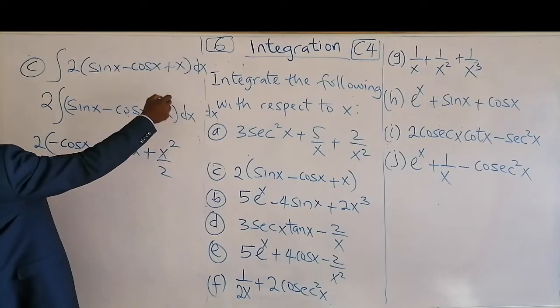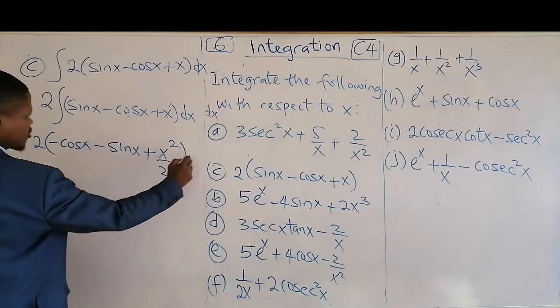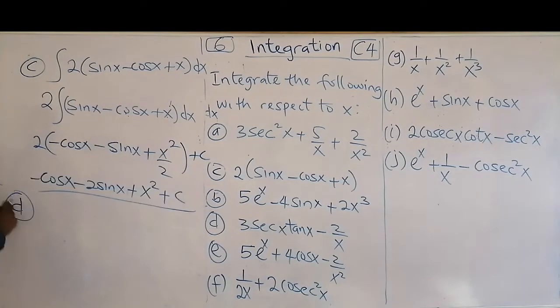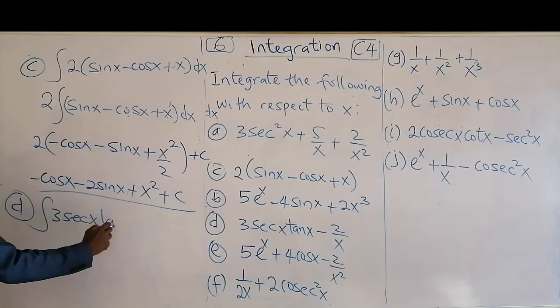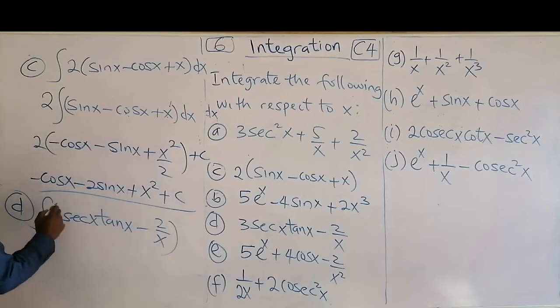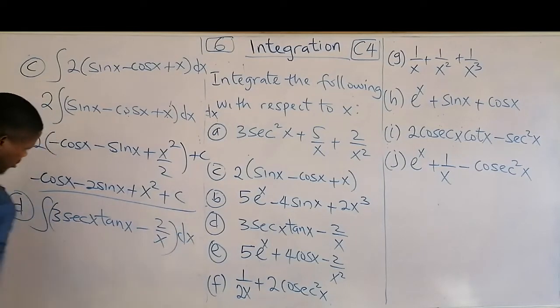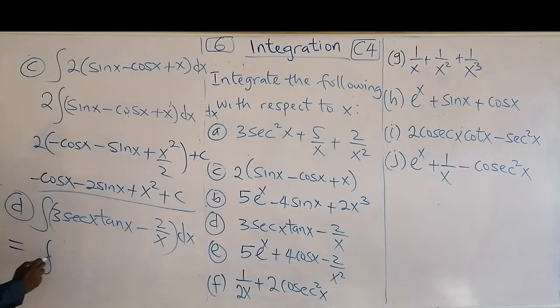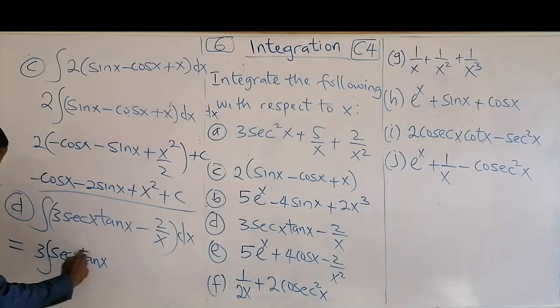But 2. This is having 1. And then plus c. The d part, integral of 3 sec x tan x minus 2 over x dx. So without wasting time, this implies integral of 3 can be outside, sec x tan x dx.